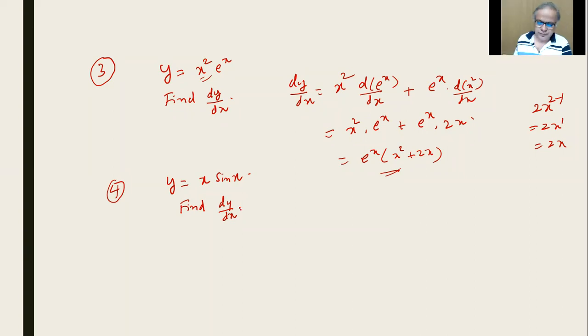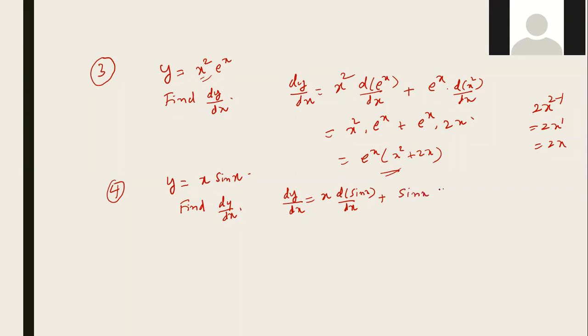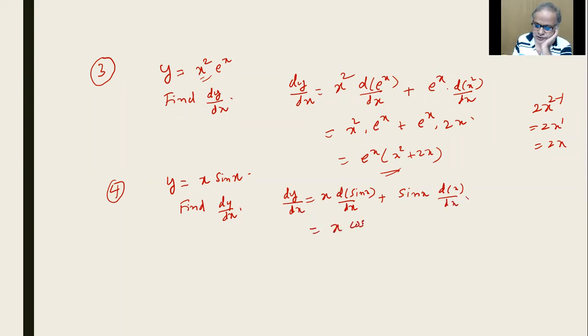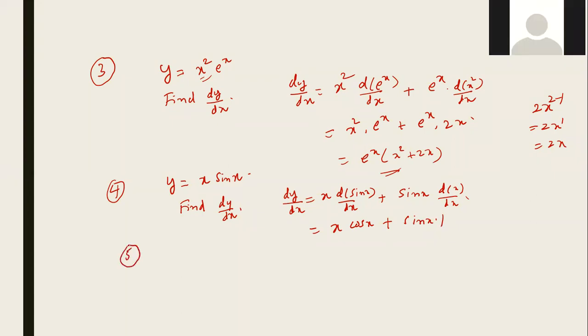Done. Tell me how to do this. dy by dx equals. Somebody else try now. Suhita. This is x into sin x. x into the derivative of sin x by dx plus sin x into the derivative of x by dx. This will be what? x cos x, isn't it? Plus sin x. Right? Now I'll give one more.